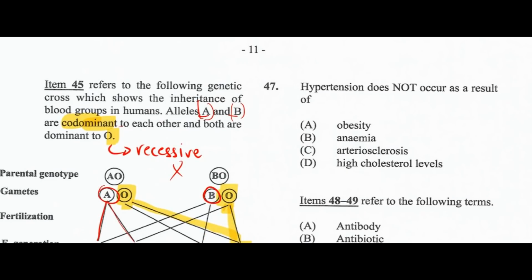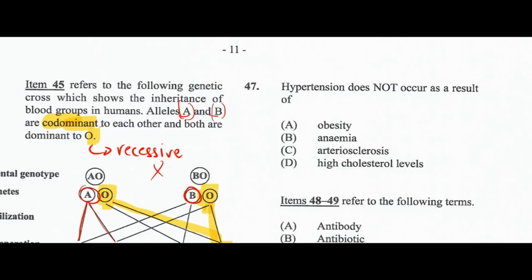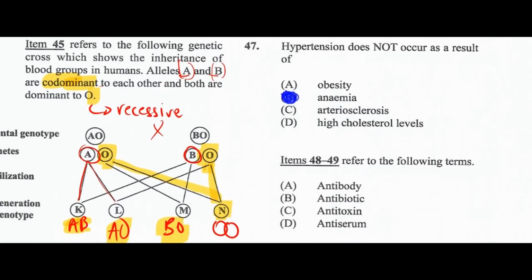Hypertension does not occur as a result of obesity, anemia, arteriosclerosis, or high cholesterol levels. Definitely anemia. Anemia is more likely an iron deficiency, so that has nothing to do with hypertension. Hypertension is high blood pressure, if you didn't know. Risk factors are obesity, from having a poor diet, or even genetics. Arteriosclerosis, poor diet. High cholesterol, poor diet, right?